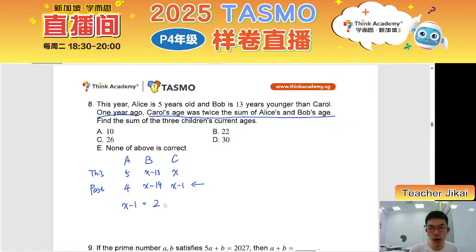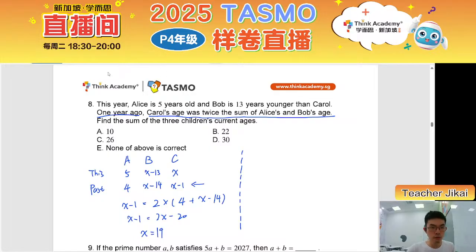And it is twice the sum of Alice's age and Bob's age. So yes, you can build an equation like this: x minus 1 will be equal to 2x minus 20. So x here will be 19. Yeah, x will be 19 here. So what is the question asking us?